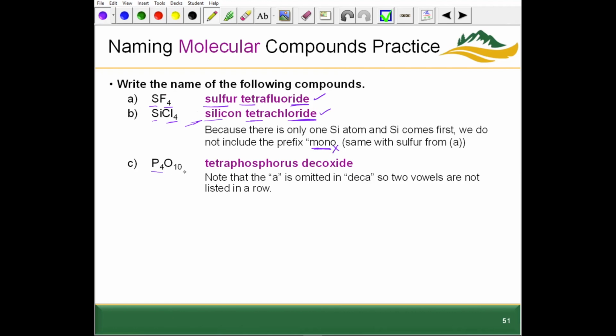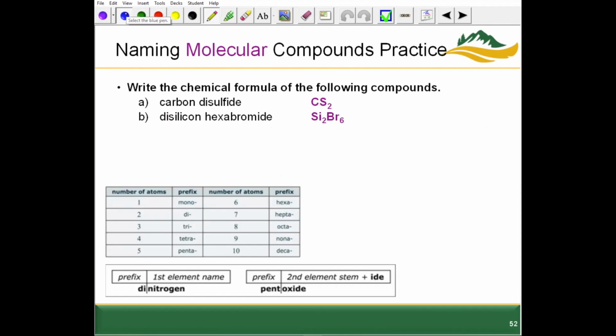P4O10, there's 4 phosphorus, 10 oxygen, so tetraphosphorus. 10 is deca, but we need to drop that A, so it reads decoxide. Then going the other way around, carbon disulfide tells us this is carbon with 2 sulfur atoms. Disilicon hexabromide, there's 2 silicon atoms and 6 bromine.